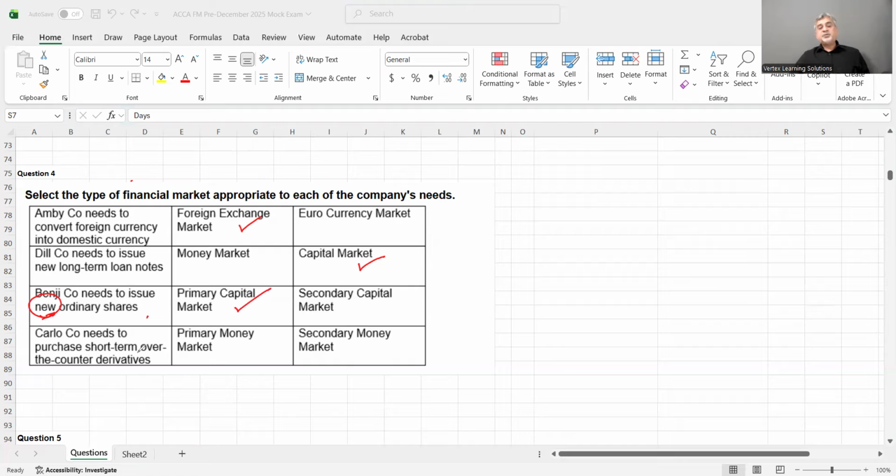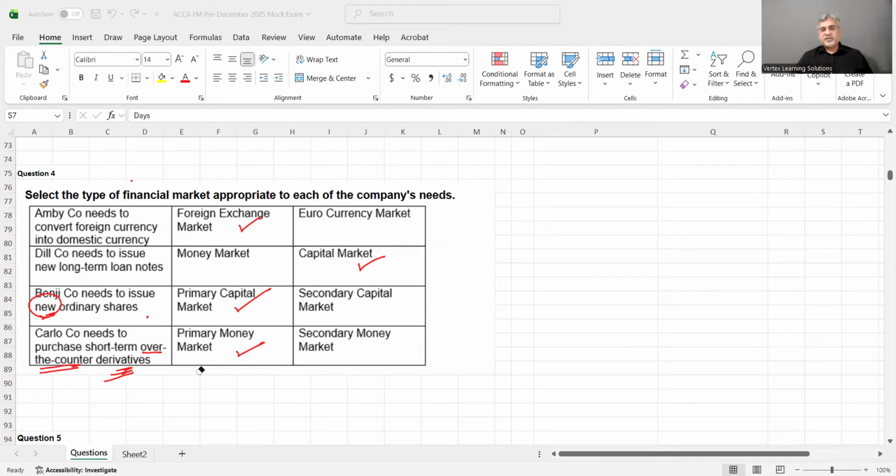Carlo company needs to purchase short-term over-the-counter derivatives. Now, if you want to buy derivatives, you can buy them from the secondary market or the money market. But it says over the counter, OTC. When you are doing OTC, you are going to the primary market, because over the counter is not the open market. The open market is called the secondary market, the open stock exchange.